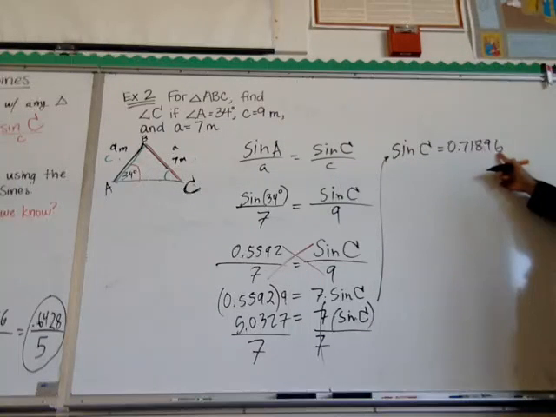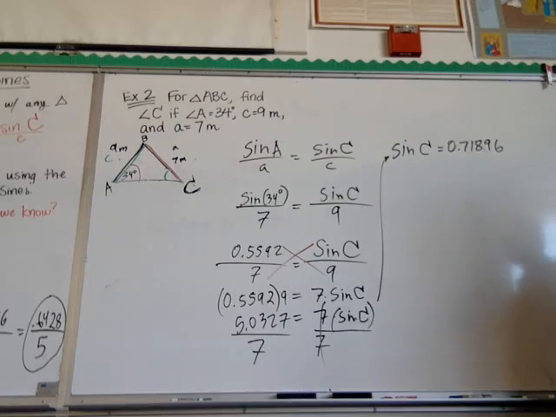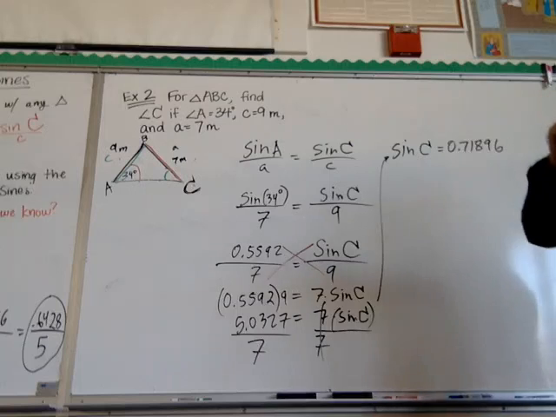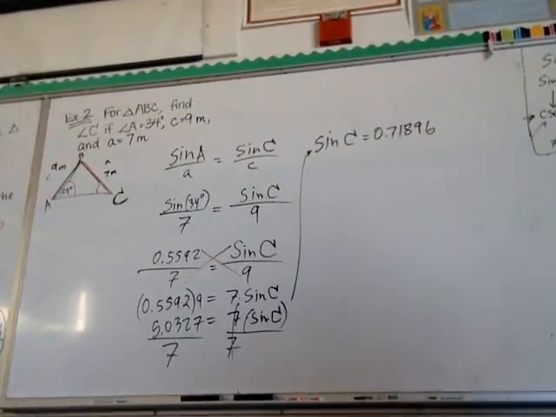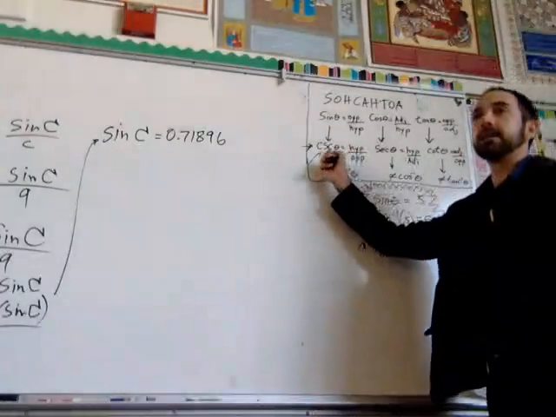Because if we round this, what do we end up with? 0.72. That's not accurate enough. So I left more digits than I need. It's always fine to do it. Now here's the deal. On your calculator, you have a button that is sine to the negative 1. That's the arc sine. If we look at our identities up here, the arc sine is not equal to the cosecant.